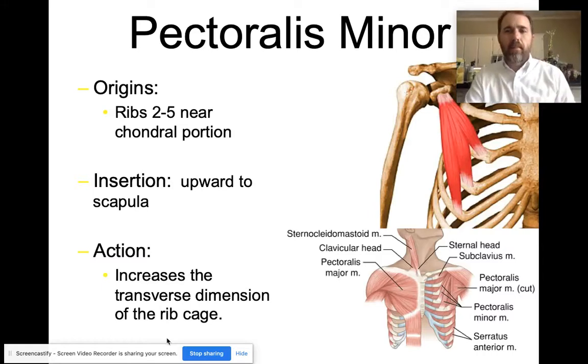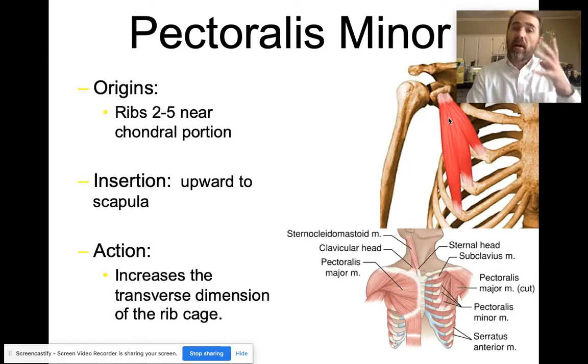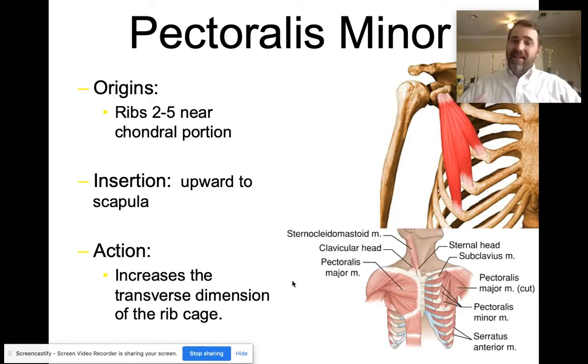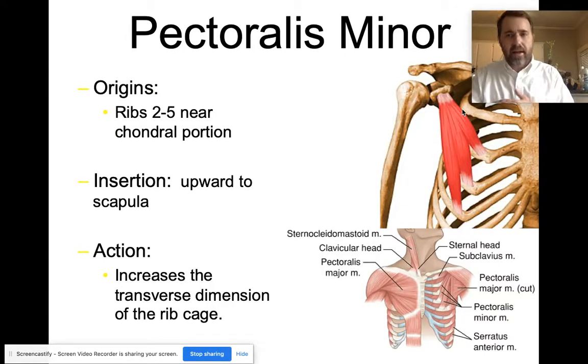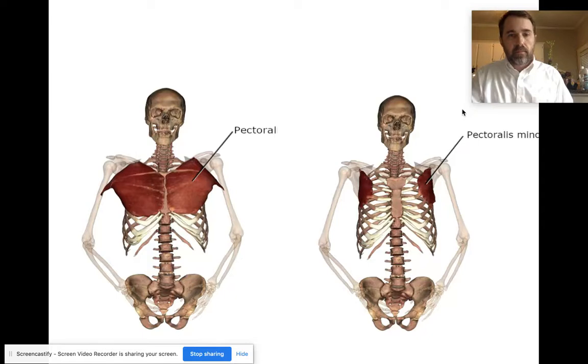For pectoralis minor, it is beneath pectoralis major. It is deep to pectoralis major. You can see that pectoralis minor, being a smaller set of muscles, is originating on the ribs, sort of the middle ribs, ribs 2 through 5, and then reaching up to insert into the scapula. So, of course, you can see that when this muscle contracts, it's going to work to elevate and increase the transverse dimension of the rib cage. So, pectoralis minor can act as a muscle of inspiration. And here's a couple of nice illustrations.